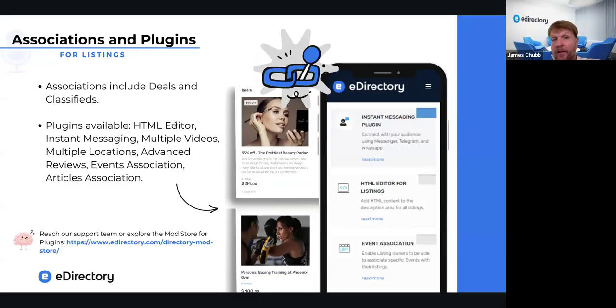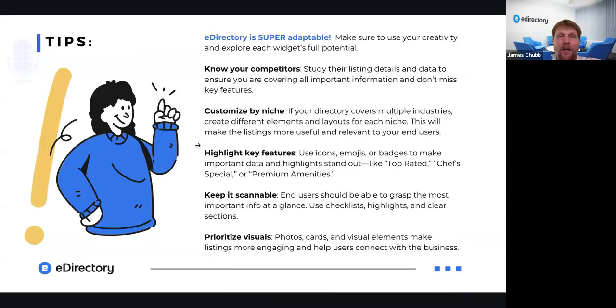You can do an HTML editor in the listing detail. I'd be careful about doing that, because potentially they can change your format and those kind of things with the HTML in there. If you want to keep it very consistent, maybe not, but that gives a lot of flexibility for people to put different things. We have instant messaging plugin for WhatsApp, multiple videos, multiple locations, advanced reviews, events association, articles association to associate an article with a listing. If it's like a sponsored article, those kind of things can be done with that. So lots of flexibility here.